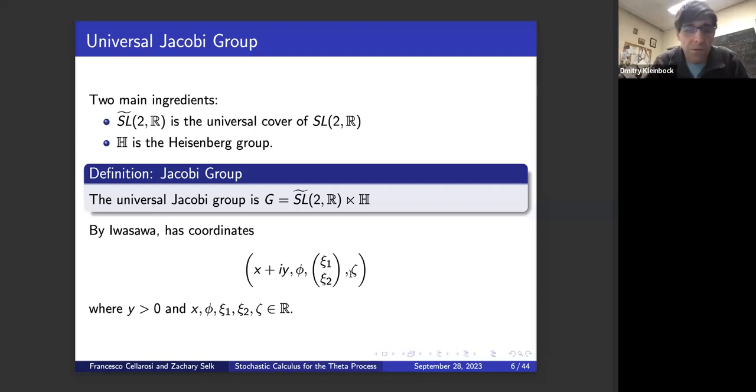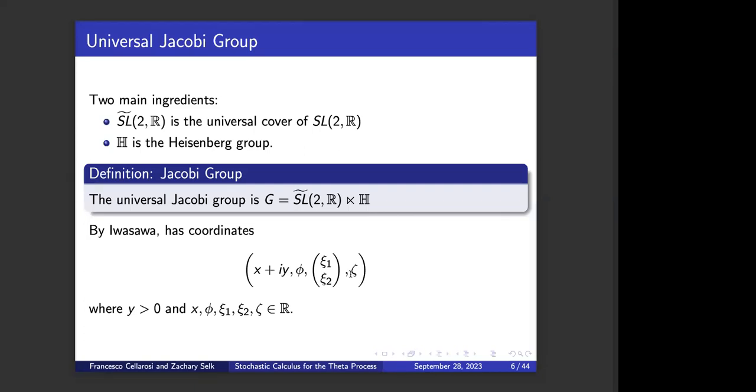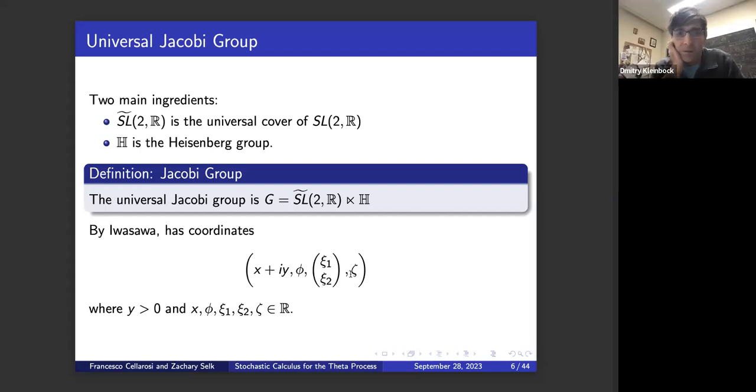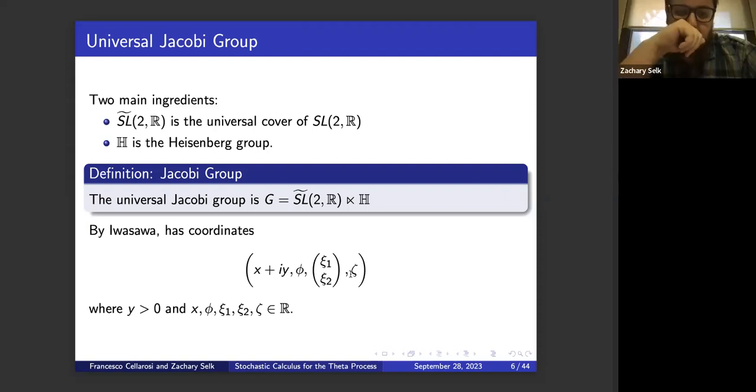Excuse me, so maybe can you explain how this semi-direct product works? I mean, one group is acting as automorphisms of another group. That's right. So the SL2R is acting by automorphisms. How does it act? So actually, Francesco, could you say something here about that?